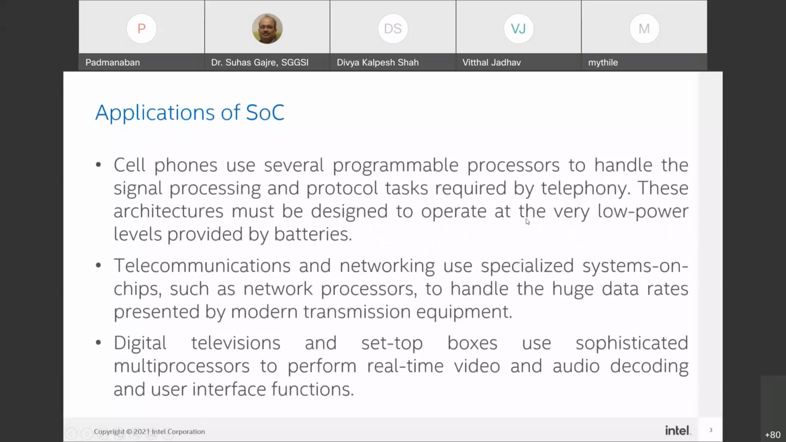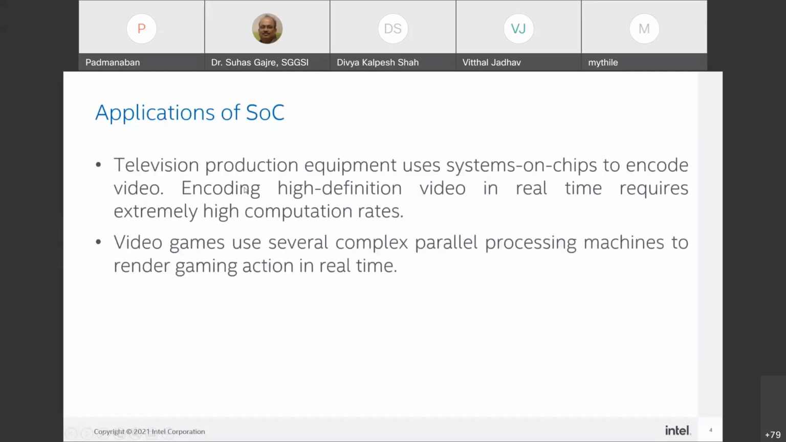Second, telecommunications and networking. What we wanted is that we should handle huge data rates. Third one, digital televisions and set-top boxes, where we should perform real-time video and audio decoding functions. Fourth one, when we take television production equipment, then we should ensure that it requires extremely high computation rates. And fifth one, when we take a video game, then the gaming action should happen in real time.